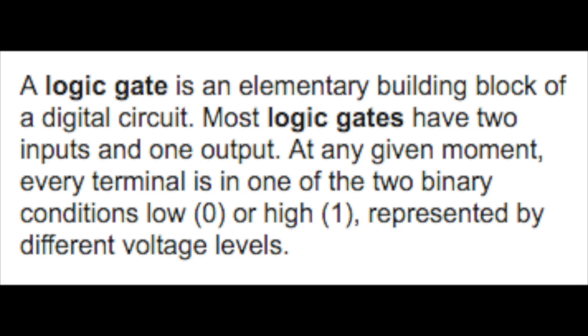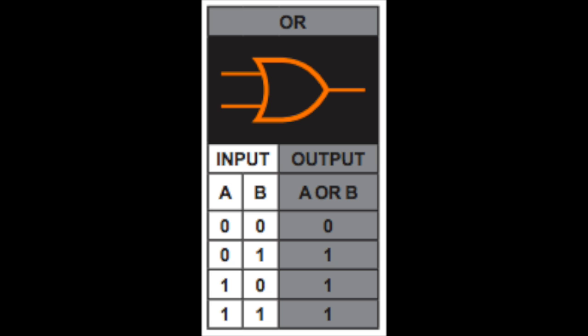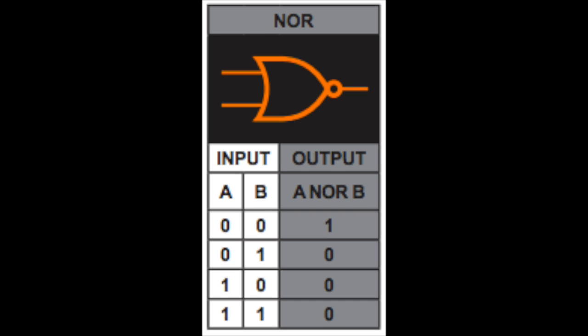Well, a logic gate is an elementary building block of a digital circuit. Most logic gates have two inputs and one output. At any given moment, every terminal is in one of two binary conditions, low or high, represented by different voltage levels. So at this point, hopefully some of that makes a little bit of sense. How does that apply in the practical sense when you're making music?